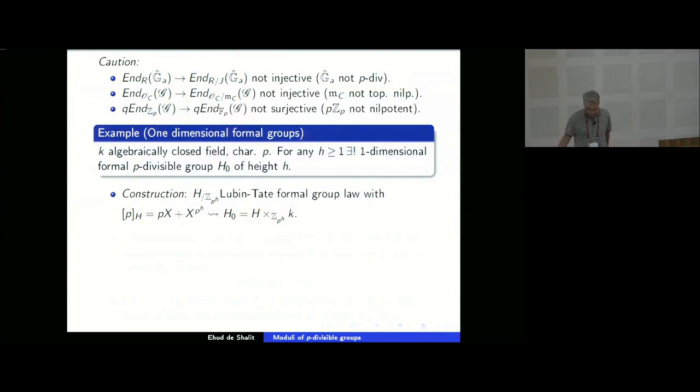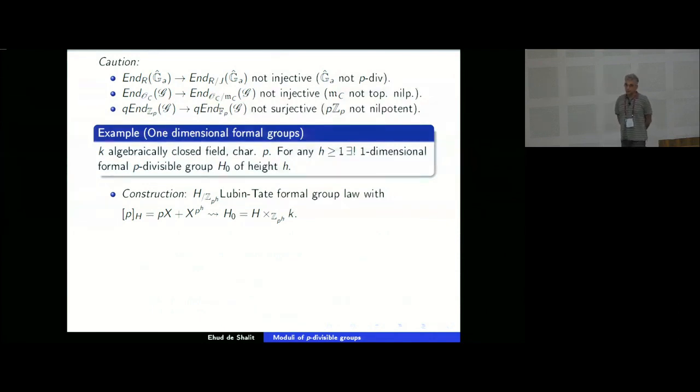So what do they look like? Besides the examples that we have seen or the examples that come from abelian varieties, it makes sense to start to classify them by dimension, and definitely we would like to take R to be as simple as possible, which would be an algebraically closed field of characteristic p. Then an old result, I don't know who was the first to prove it, says that for any height h, there exists up to isomorphism a unique one-dimensional formal p-divisible group H_0 of height h. And this will play an important role in all that will follow.